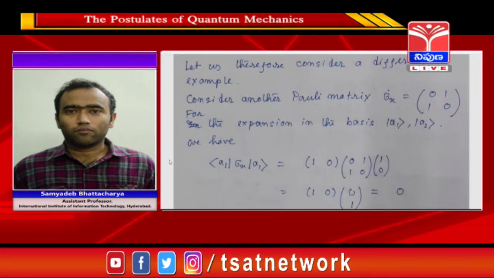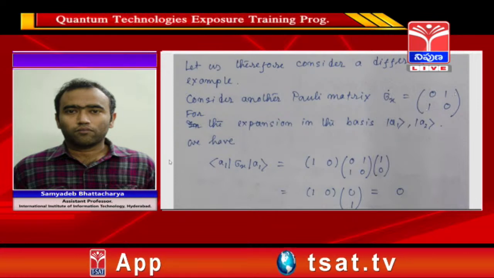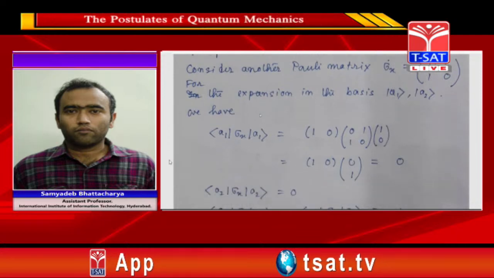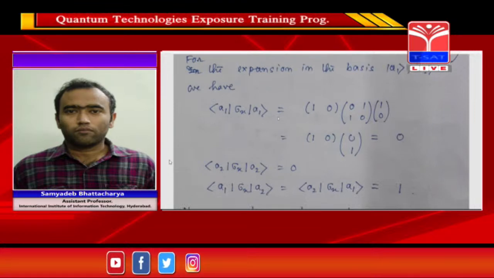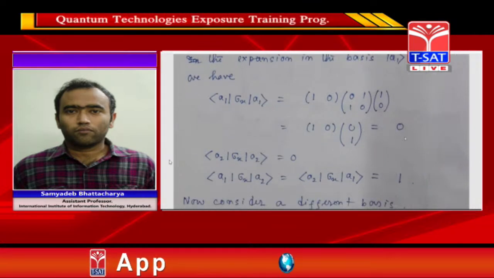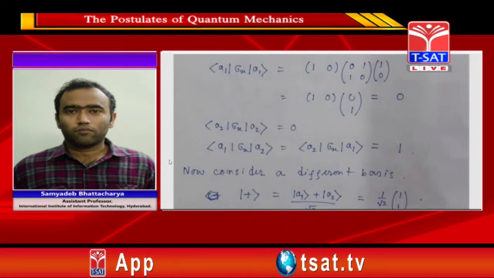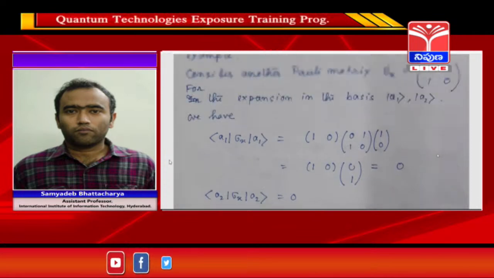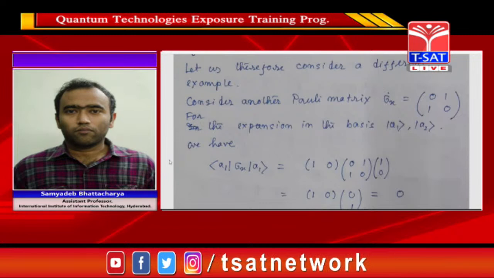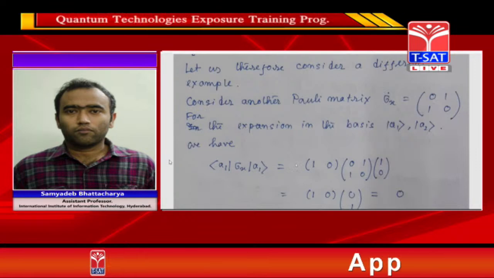Consider another Pauli matrix, sigma x, which is this one: 0, 1, 1, 0. For the expansion in the basis A1, A2, A1 sigma x A1 you can calculate: the matrix acting on the column vector 1, 0 gives 0. And for A2 sigma x A2, it is again 0, and the off-diagonal elements are 1. That is fine, because sigma x here is expressed in terms of this A1, A2 basis.